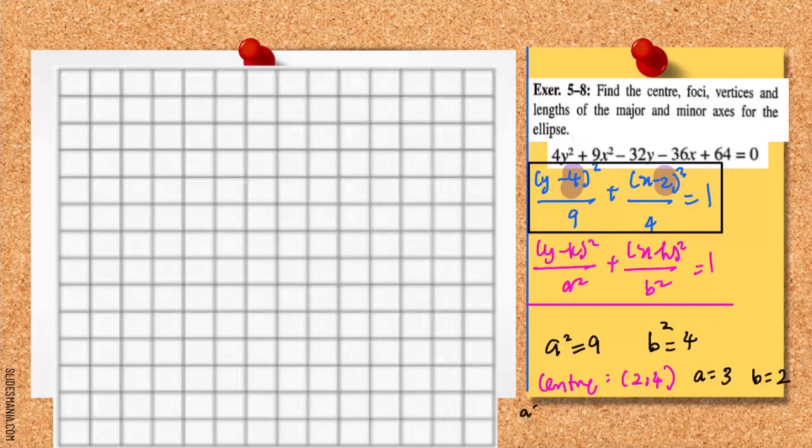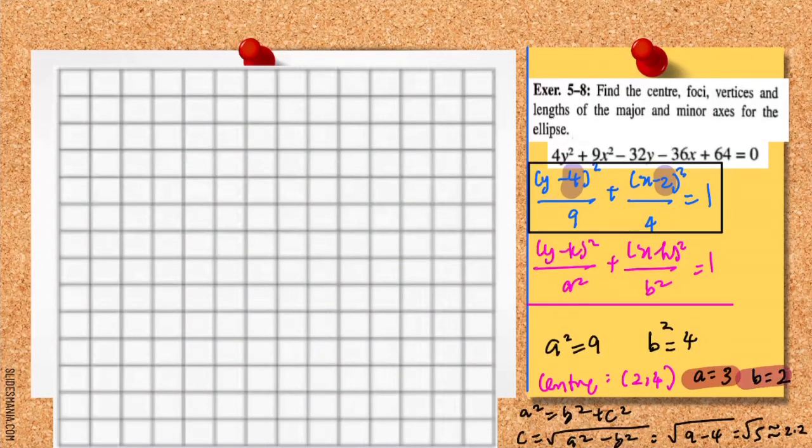Let's use the Pythagorean theorem in order to find the value of c, because only c is missing here. Therefore, c is the square root of a squared minus b squared, equal to the square root of 9 minus 4. So this is the square root of 5. So this is about 2.2 units.